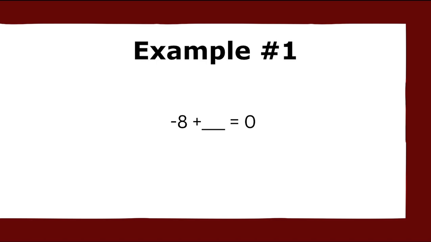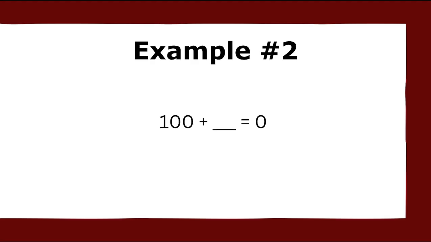Starting off, I have negative 8 plus what would get me 0. I know that I'm going to end with the same value, so I have 8. I already know that what I'm going to plug in is going to be 8. I see a negative in front of that 8, so I'm going to do the opposite operation, which would be addition. So I'm simply going to put a positive 8. Negative 8 plus positive 8 gets me 0.